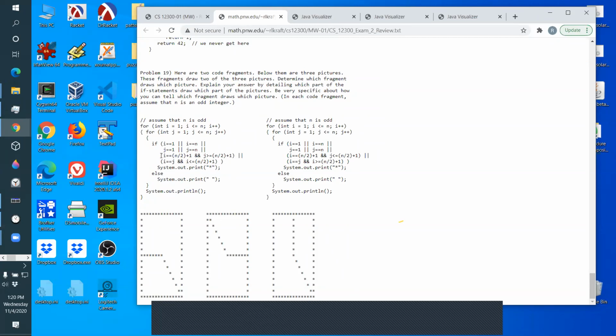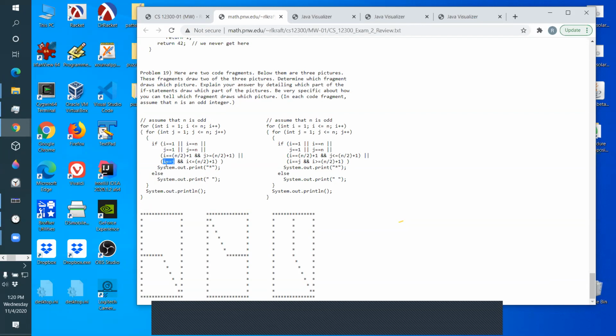Now they're ors. It's this or this. Now notice that this is an and something else. Something and something else. What does that do? Prints a star on the diagonal. Okay, well, no, be careful, because there's a little bit more logic.